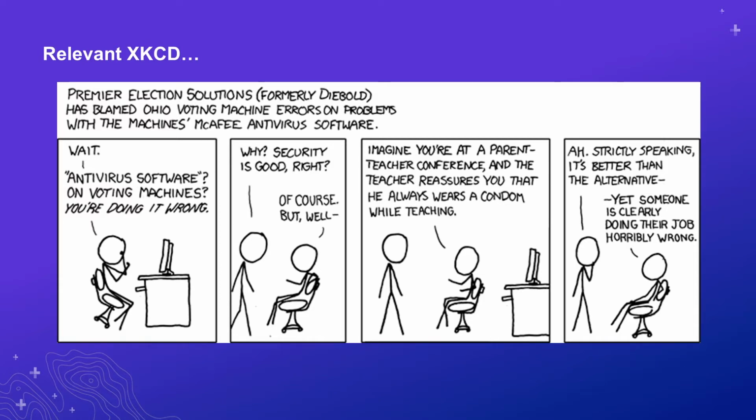To no surprise, I found a relevant XKCD. Reading through it real fast. Premier Election Solutions has blamed Ohio voting machine errors on problems with the machine's McAfee antivirus software. Wait, antivirus software on voting machines? You're doing it wrong. Why? Security is good, right? Of course, but, well, imagine you're at a parent-teacher conference and that teacher reassures you that he always wears a condom while teaching. Strictly speaking, it's better than the alternative. Yet someone is clearly doing their job horribly wrong.